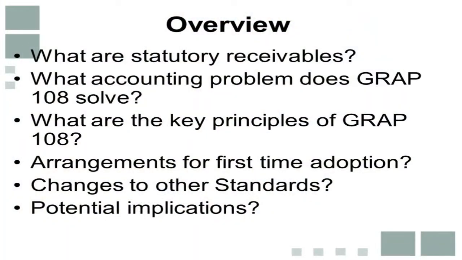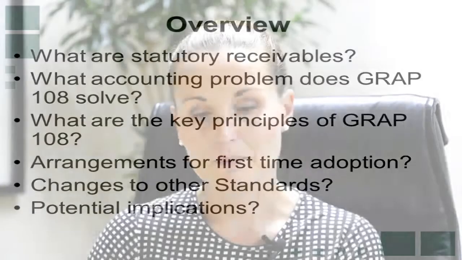So I'm going to give you a fairly high-level overview, starting with what statutory receivables are, having a look at what the accounting problem is that GRAP 108 is trying to solve, what the key principles of GRAP 108 are, and you'd appreciate we're going through these at a fairly high level, so you obviously still need to consult the standard and all the material that we have. What are the arrangements for the first-time adoption of the standard? If there are any other changes to any other standards that we have, what those are and what the effect is, and then having a look at what potential implications are for the standard's adoption.